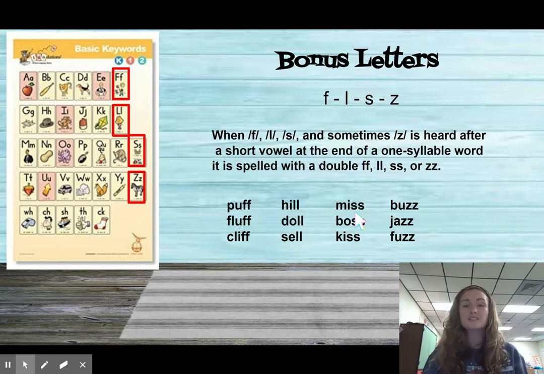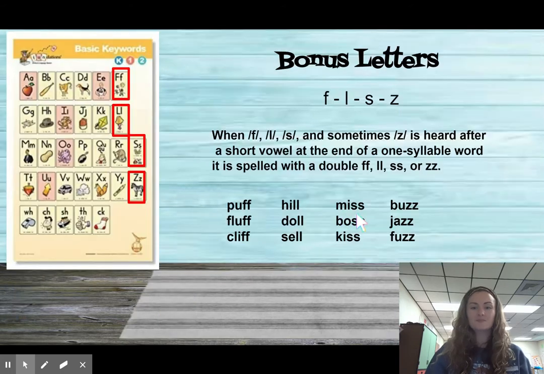Now we have some words that have that bonus S. So we did this word together already. Miss. Miss. It gets that bonus S because the S comes after that short i sound. All right, boss. Boss. That bonus S comes after that short o. And kiss. Kiss. Again, we have that bonus letter because the S came after that short i.